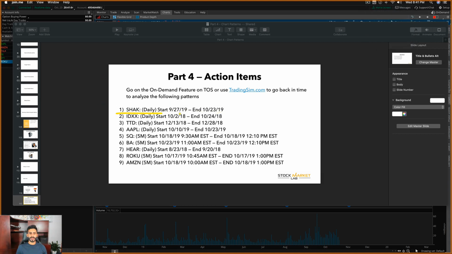All right, so I'm going to show you an example of how to do the on-demand assignment. So let's say you're doing the first one, okay? You're doing stock Shack, right? Since you're doing the first stock, you're going to start from 9/27/2019 before the market opens. So you're always going to start at 9:30 a.m., right? And you're going to pause it.